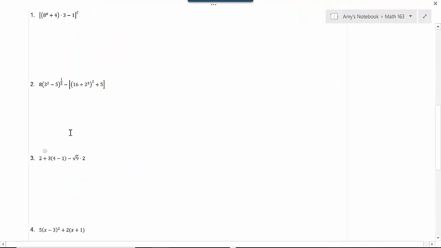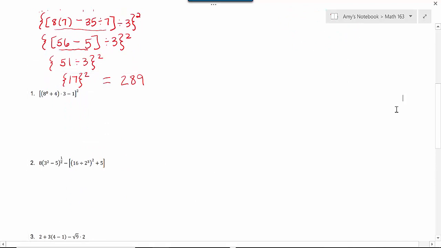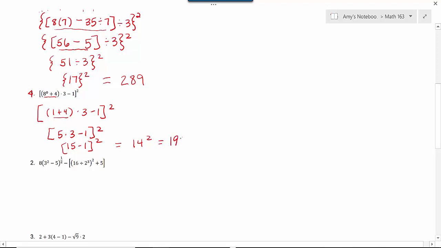Okay, as we continue going, I'm not really sure why this renumbered itself, but anyway, we'll keep going. This is number 4 in your packet. Inside the parenthesis, 8 to the 0 power is 1 plus 4. 1 plus 4 inside of the parenthesis is 5. 5 times 3 is 15. 15 minus 1 is 14. 14 squared, if you multiply that out, will give you 196.